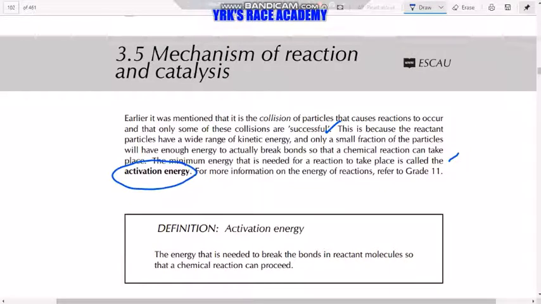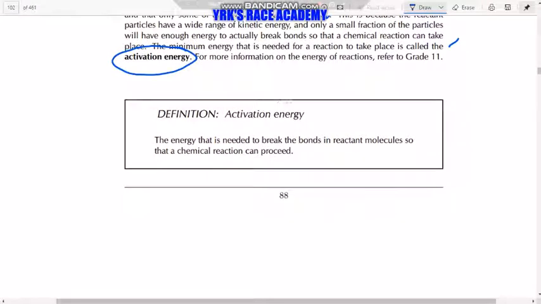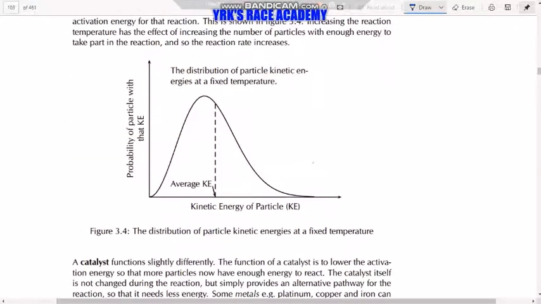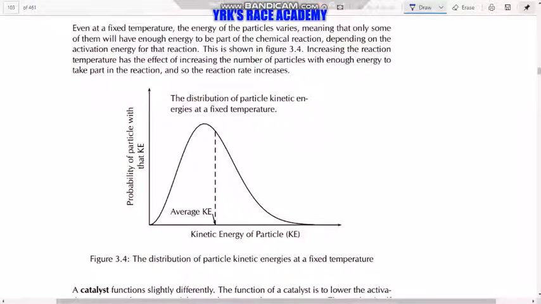Most important point here. For more information on these reactants, you can see the previous session where we discussed activation energy. Its definition: the energy needed to break the bonds in reactant molecules so that the chemical reaction can proceed is called the activation energy. Now you can see an important graph to understand this. Even at a fixed temperature the energy of the particles varies, meaning that only some of them will have enough energy to be part of the chemical reaction, depending on the activation energy of the reactants. This is shown in this diagram.